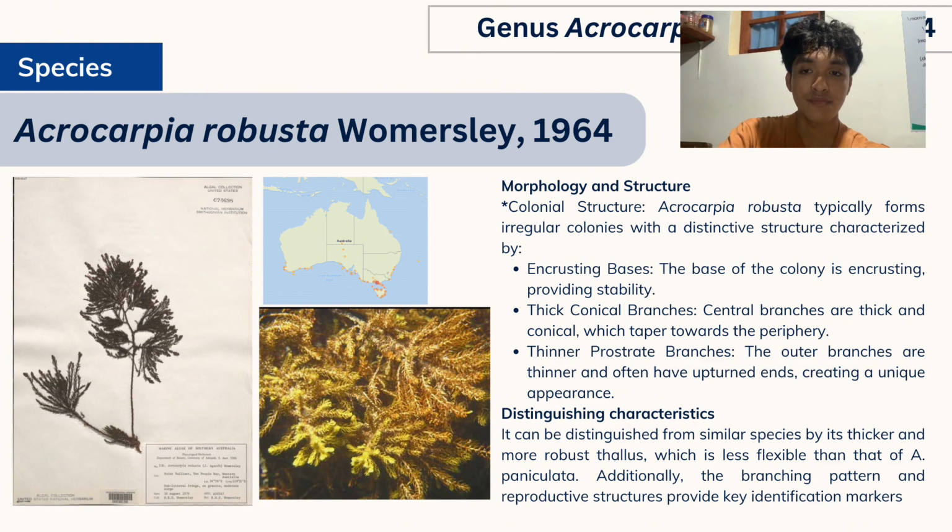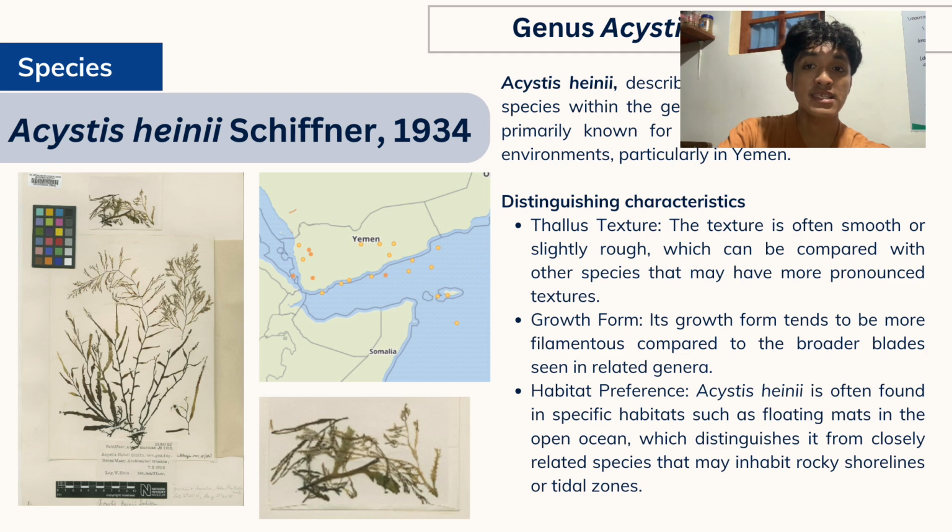The next species is Ascystis haini by Schiffner, 1934, belonging to the genus Ascystis. So, this organism is primarily known for its association with aquatic environments, particularly in Yemen. It has a thallus that is often smooth or slightly rough, which can be compared with other species that may have more pronounced textures compared to this species.